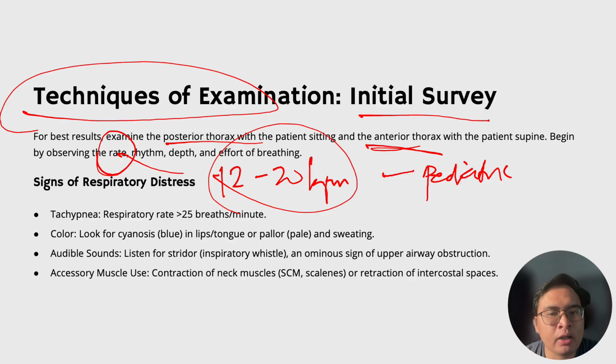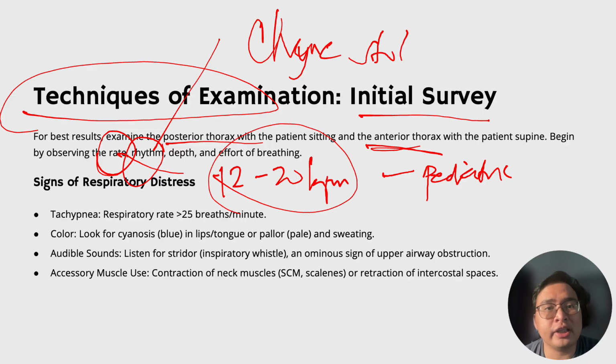Okay? You also need to check the rhythm. We're going to discuss later on the different types of rhythm. So there are special patterns like Cheyne-Stokes, apneustic breathing, so many types. Okay?